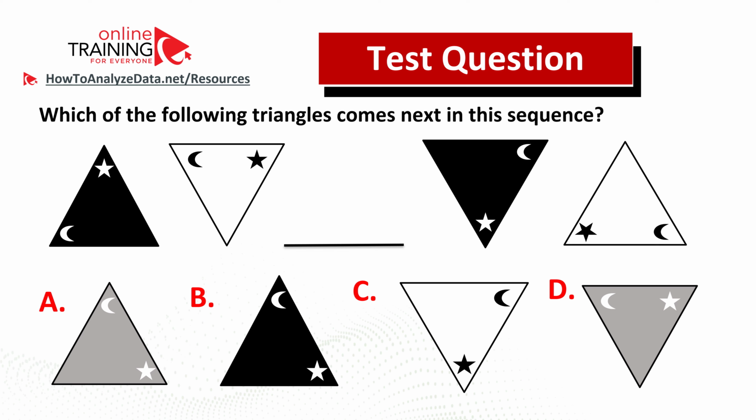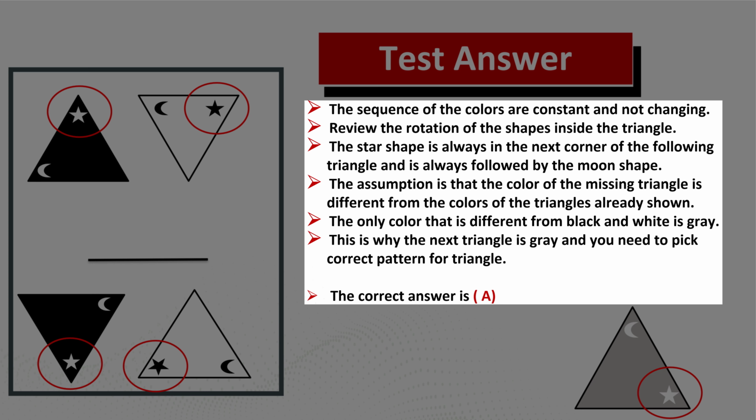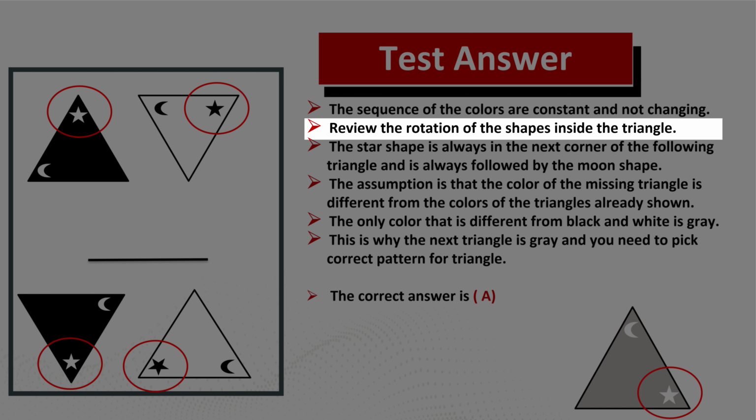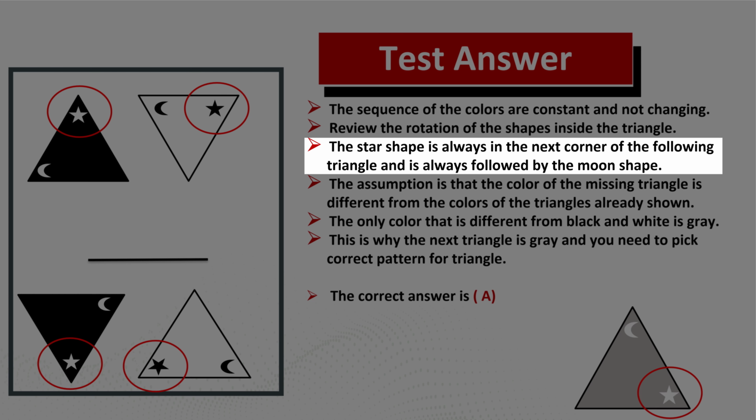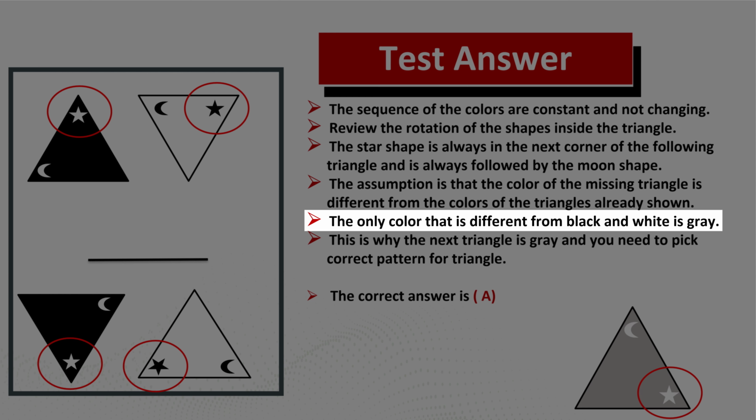So now let's jump to the solution. We have already looked at the pattern of the colors, and the sequence of colors is constant and is not changing. And we also reviewed the rotation of the shapes inside the triangle. The star shape is always in the next corner of the following triangle and is always followed by the moon shape. The assumption here is that the color of the missing triangle is different from the colors of triangles already shown, and the only color that is different from black and white is gray.